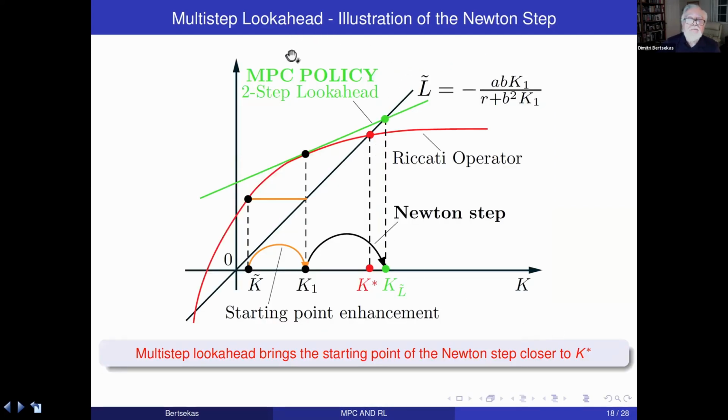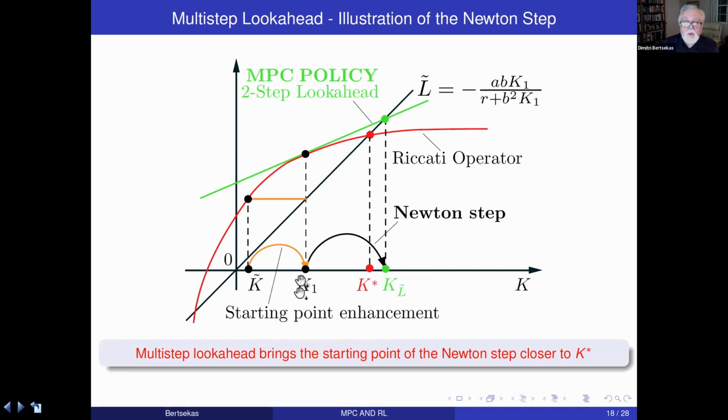So graphically, for two-step look ahead, here's the line that corresponds to the two-step look ahead MPC policy. You are at K tilde. You apply a value iteration to get to this K1, remember the staircase structure, and then you apply the Newton step, which brings you to the performance coefficient of the two-step MPC policy. So this is the Newton step, and this step here enhances the starting point for the Newton step.